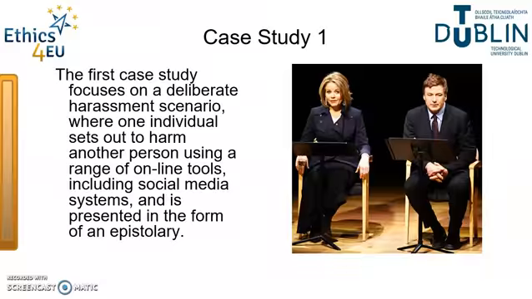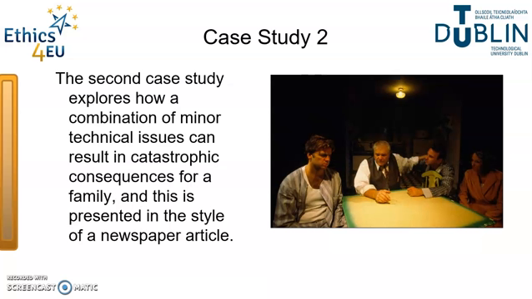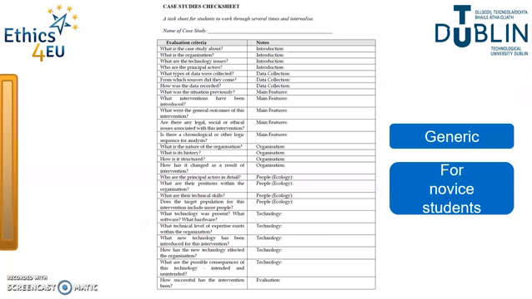terrible happen. The second case study is looking at how an accidental cyber harassment, how a small technical issue causes lots of problems for a family. And we presented that in the style of a newspaper article. We felt a newspaper article would be a fun way of doing it, but also it's such a serious issue that we tried to create a layer between the student and the actual issue by making it in the form of a newspaper article.